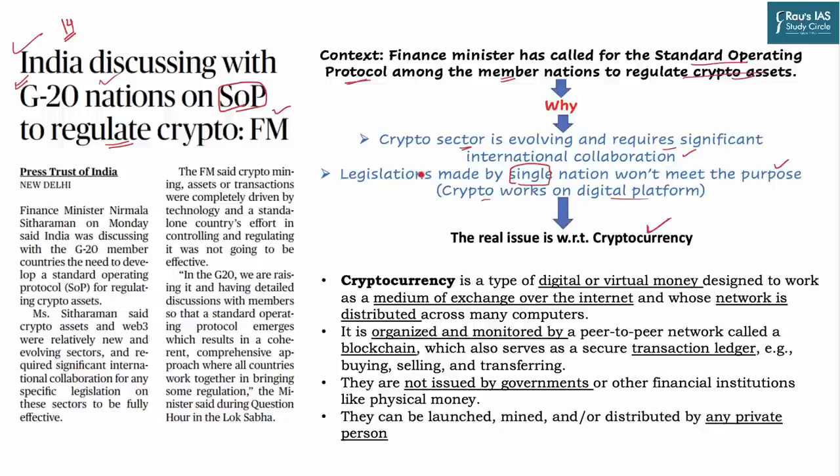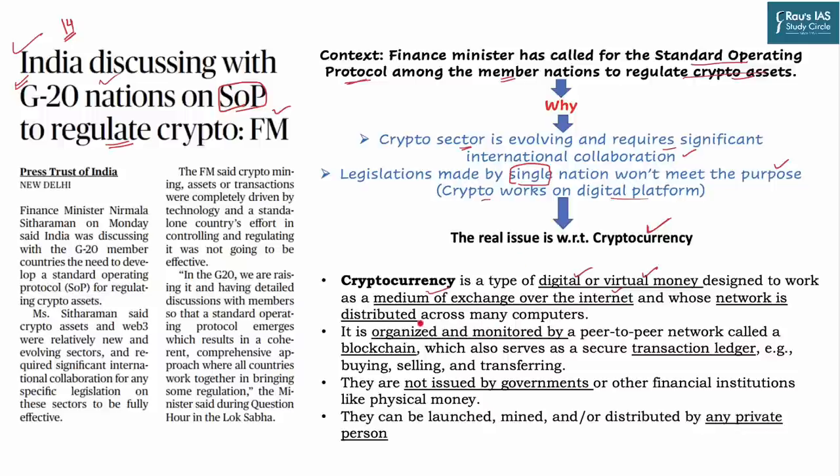Now, before going deeper into the discussion of the cryptocurrency, let's talk about the definition first. Cryptocurrency is a digital virtual money. You cannot have a physical copy of a cryptocurrency, and it acts as a medium of exchange over the internet. Right? You can only use cryptocurrency in a digital manner. It is not used in a physical manner.